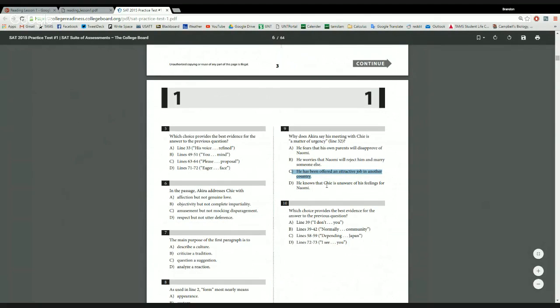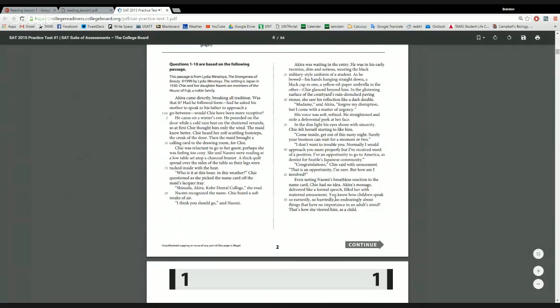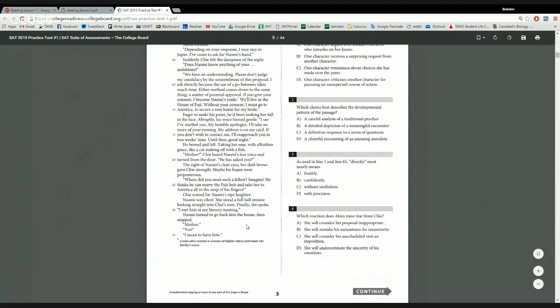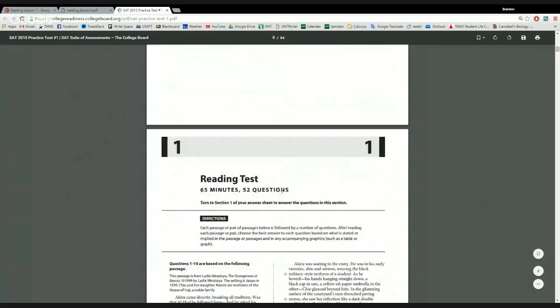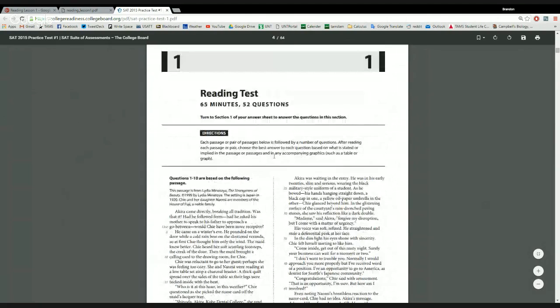And then you go to number 10, which choice provides the evidence? This is an evidence question again. And where exactly did we find this answer choice? In line 41, 42. So we go to the answer choices, and where's 41, 42? In between line 39 and 42. So the answer would be B for number 10. So that is the whole reading passage for this first passage in the reading section.